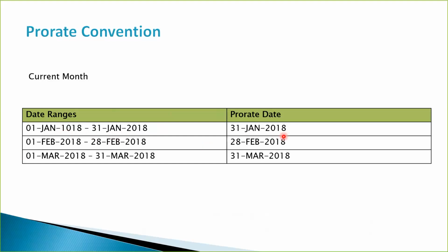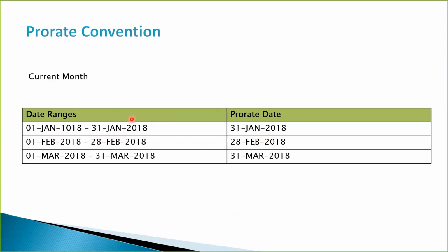So how does the convention work? We know that it tells us when to start, but how does it actually work? That function is fulfilled by the prorate date. What happens is this: an asset will have a date placed in service. That date placed in service will fall within a range somewhere. Those are the ranges which are defined here, these date ranges.